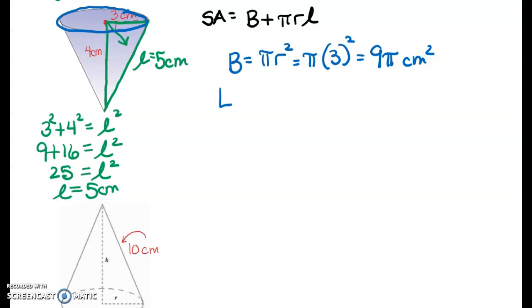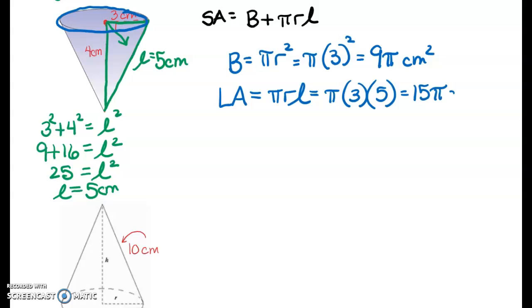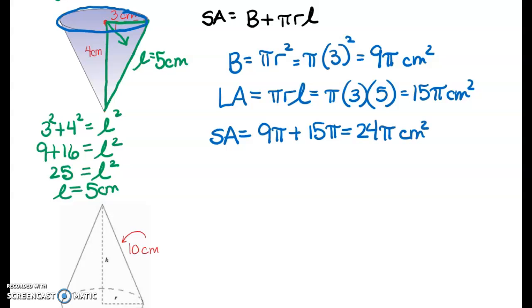And so now I can find my lateral area, because it's the second part of my formula, pi r slant height. So it's going to be pi times the radius, which is 3, times my slant height, which is 5, so I get 15 pi centimeters squared. And then my surface area, I just add my base and my lateral area. 9 pi plus 15 pi equals 24 pi centimeters squared.